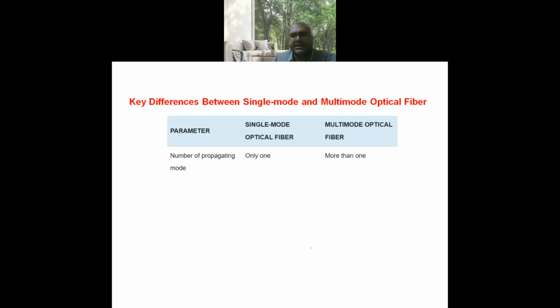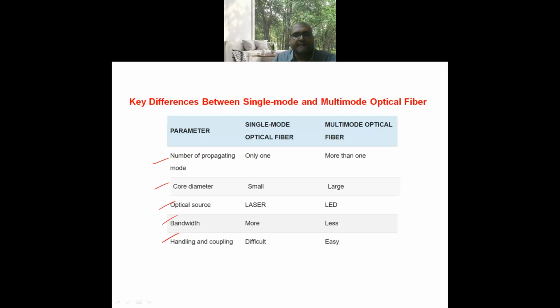Here, the same points are tabulated: number of operating modes, core diameter, optical source, bandwidth, handling and coupling, optical signal to the fiber, initial cost of fiber, attenuation, transmission rate. Here, the attenuation is less and transmission rate is high in single mode fiber, whereas the attenuation is more and the transmission rate is less in multimode fiber.